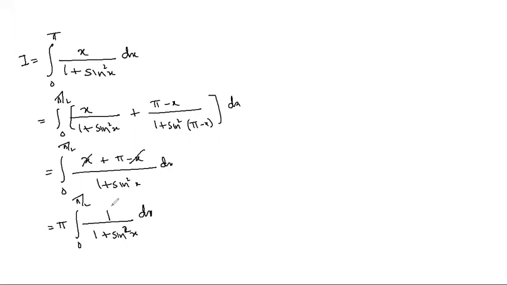Now, can you tell me what is the method to integrate this? Multiply divided by sec square x. Divide numerator and denominator by cos square x or multiply with sec square x. Both mean the same. So divide numerator and denominator by cos square x.